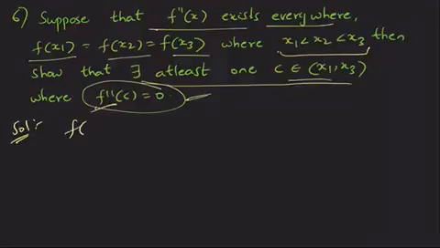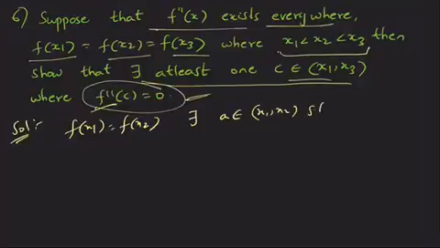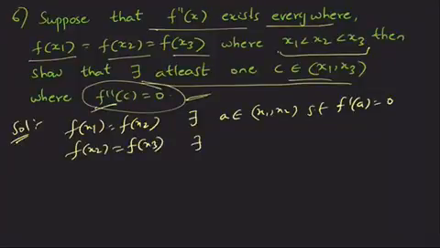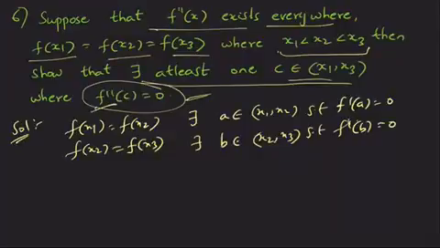So since f of x1 is equal to f of x2, I can say that there exists some a belonging to (x1, x2) such that f dash of a is 0 by Rolle's theorem. And since f of x2 is equal to f of x3, I can claim there exists some b belonging to (x2, x3) such that f dash of b is 0. Of course the premises are satisfied: since f is double differentiable everywhere, f is definitely continuous and differentiable, so we can write these two points by Rolle's theorem.